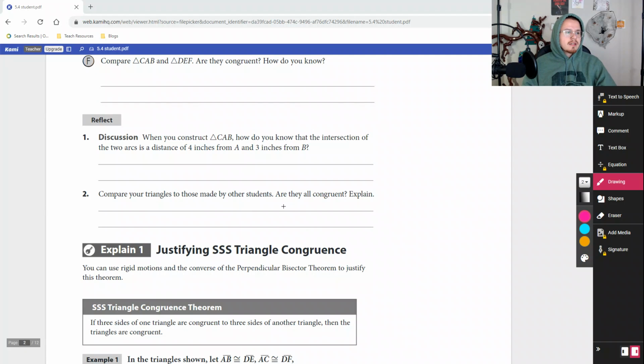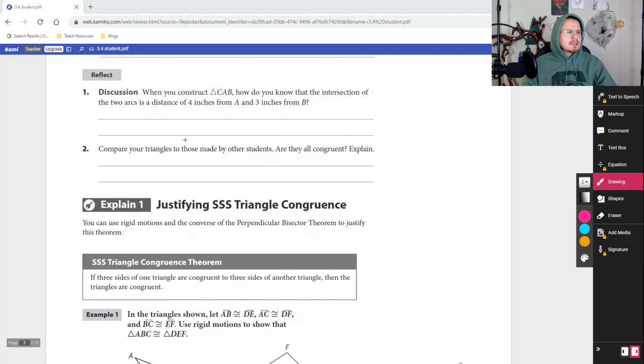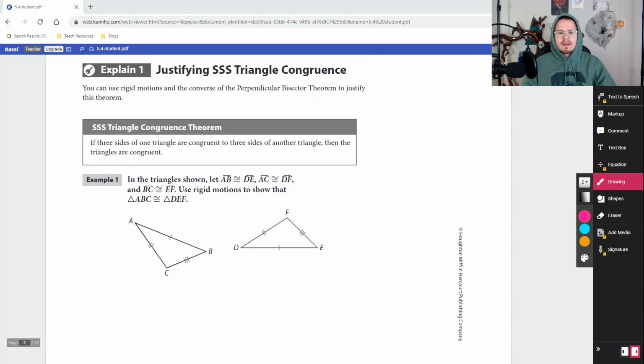You could obviously do all this. I ain't messing with that. So, explain one. Justifying side, side, side, SSS. We got some Slytherins, some Parseltongues in here.